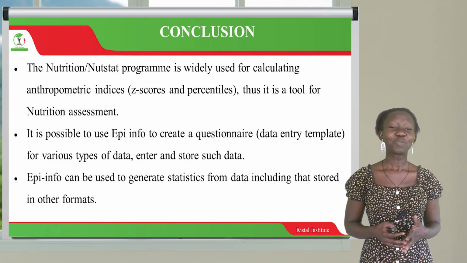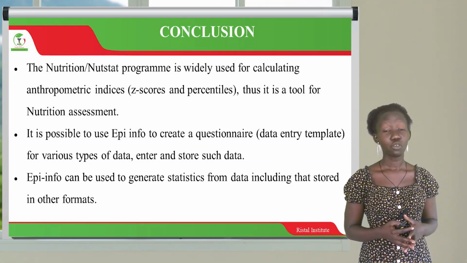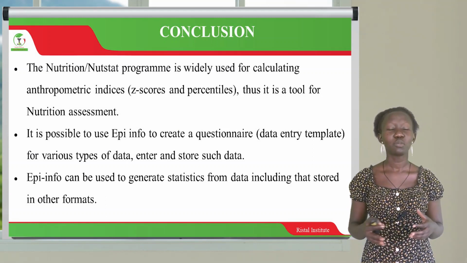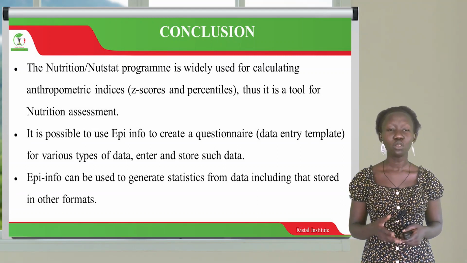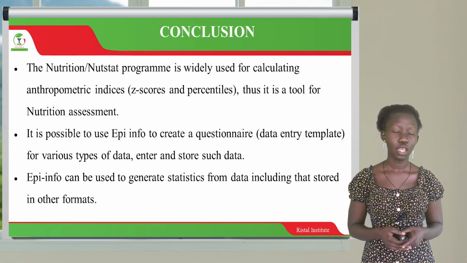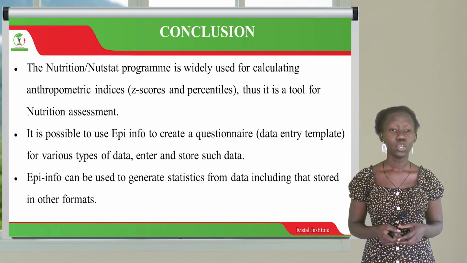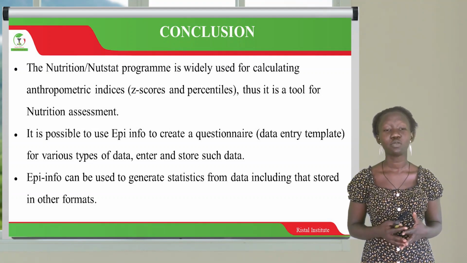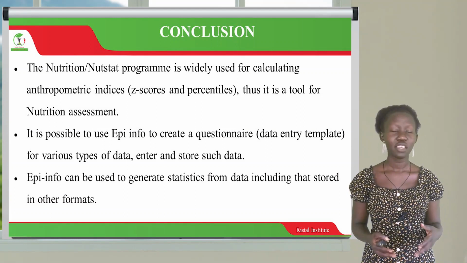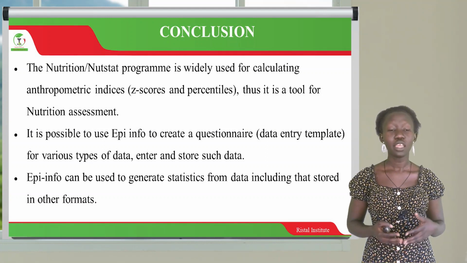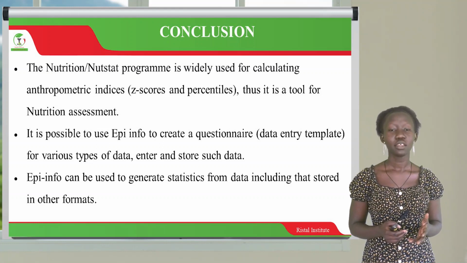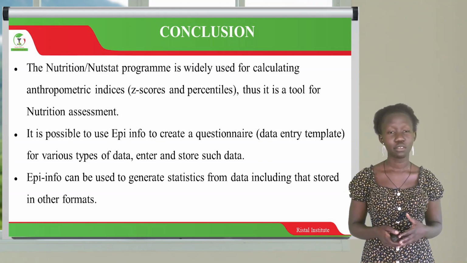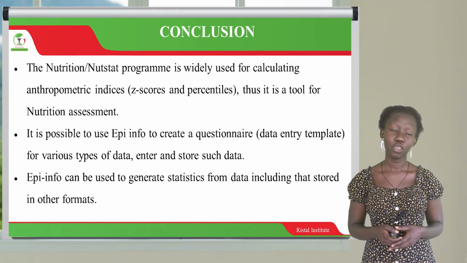So in conclusion, the NUTSTAT program is widely used for calculating anthropometric indices, for example, the z-scores and percentiles. It is a tool for nutrition assessment, as we earlier mentioned, and it's also possible to use Epi Info to create a questionnaire for various types of data. You can enter and store such data in Epi Info, and you can obtain this data anywhere you want and anyhow you want it. Epi Info can also be used to generate statistics from data, including data stored in other formats. So that's basically what we have for Epi Info.